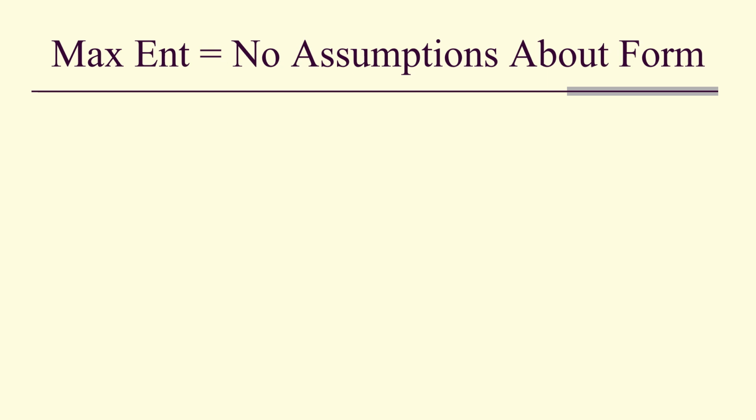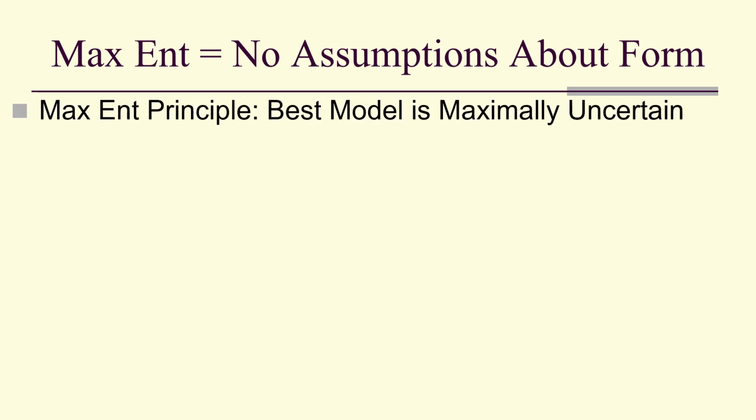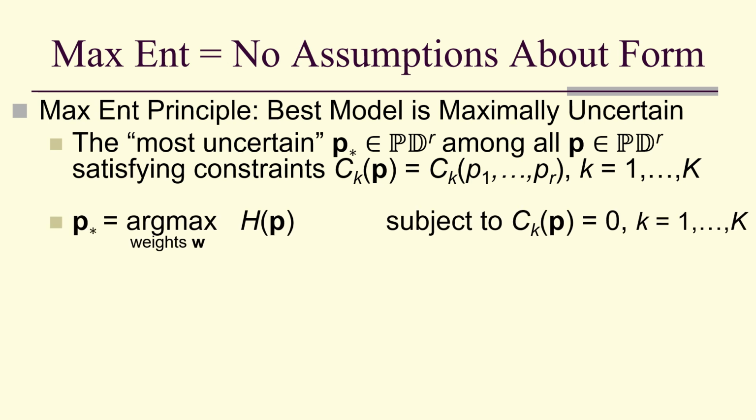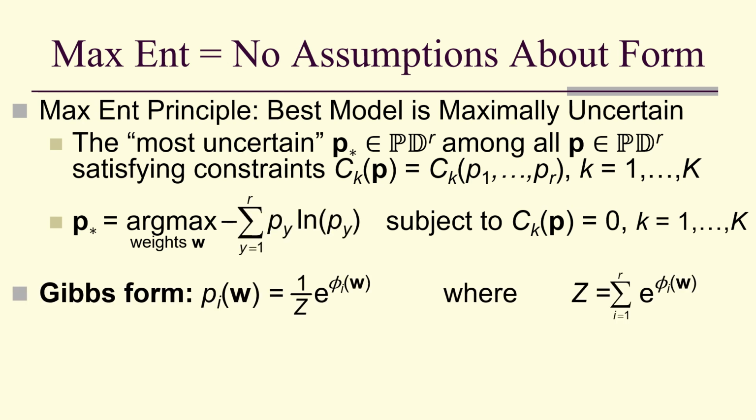So maximum entropy means we don't have to make assumptions about form. They're the best models in the sense of being maximally uncertain given the constraints. So our maximum entropy model is to find the argmax of the entropy subject to the constraints. There's the definition of entropy. We use a Gibbs form, which is an exponential form.